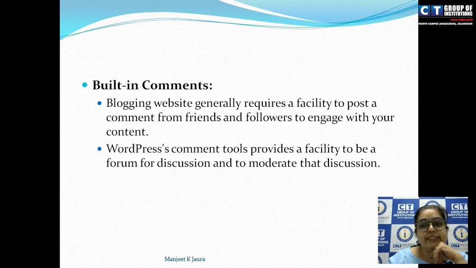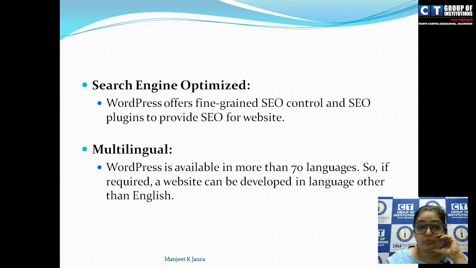Then built-in comments. When we are doing a blogging kind of website, the plugins are already built up: the commenting section, star ratings, discussions, forums are already there, and we can use that facility also. Then WordPress offers fine-grained SEO control and SEO plugins to provide SEO for the website. Then multilingual, more than 70 languages it is supporting as of now. So if we require, a website can be developed in a language other than English also.